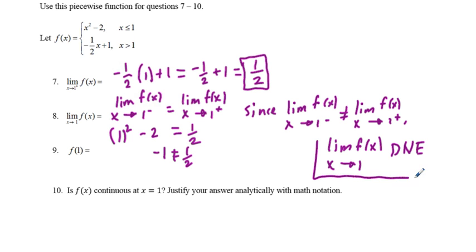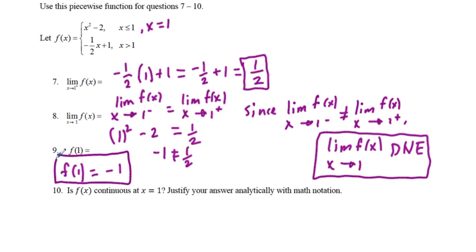Okay, so that's math notation. That's 8. 9, f of 1 is, well, we already figured out f of 1 equals, we have this left side from the left because x squared minus 2 when x is less than or equal to 1. So that's when also when x is equal to 1. So f of 1 is going to be from the left side negative 1. And then we'll box that in.